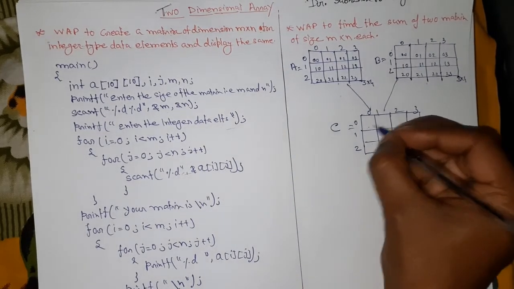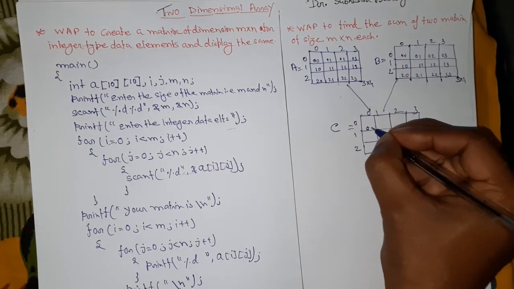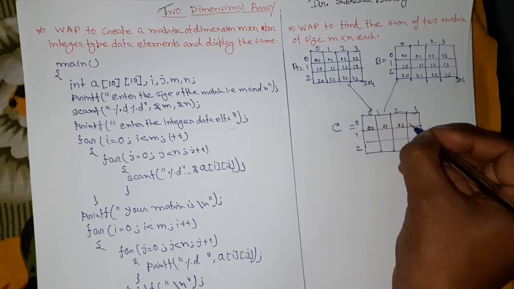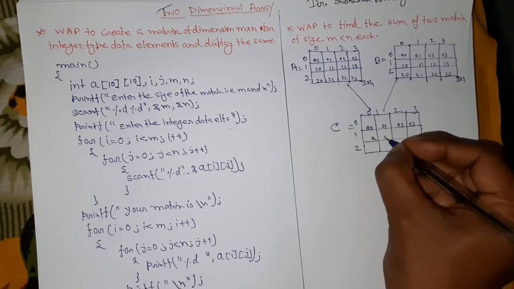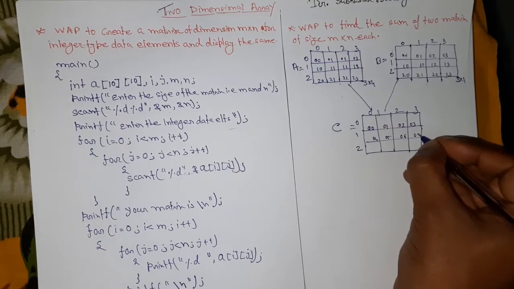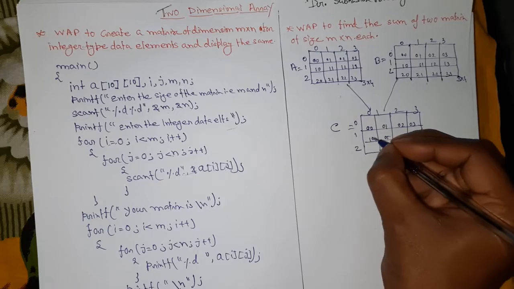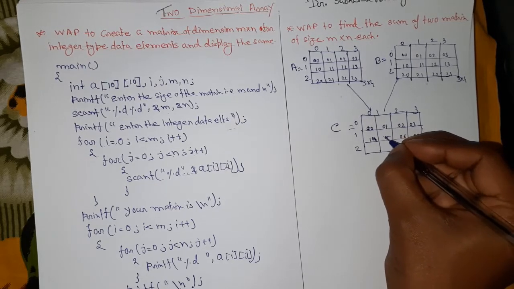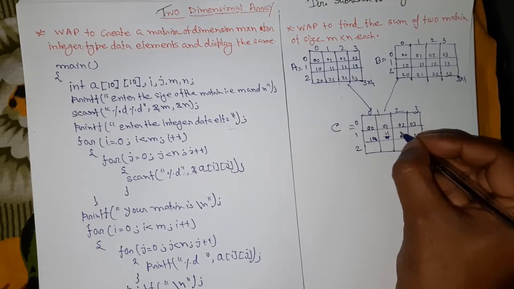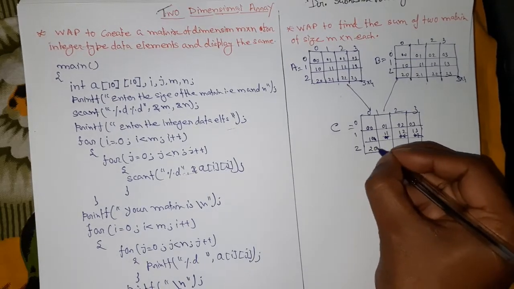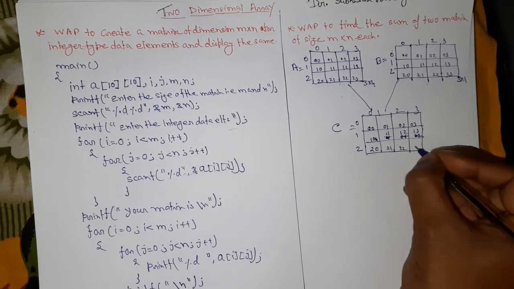So the resultant matrix will also have the same rows and same columns. So it will be 0,0, 0,1, 0,2, 0,3... Oh, sorry. It is 1,0. It is 1,1. It is 1,2. It is 1,3. It is 2,0. It is 2,1. It is 2,2. And it is 2,3.